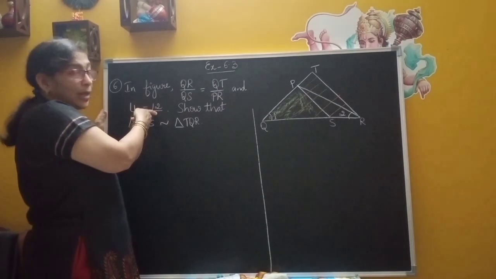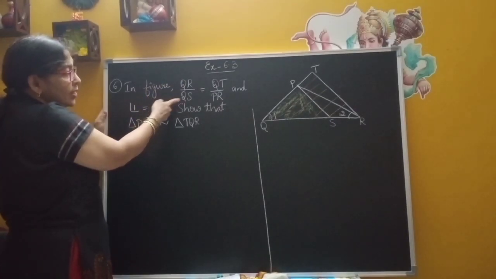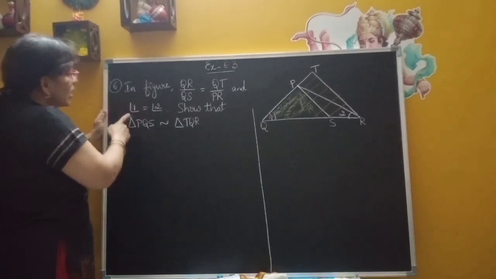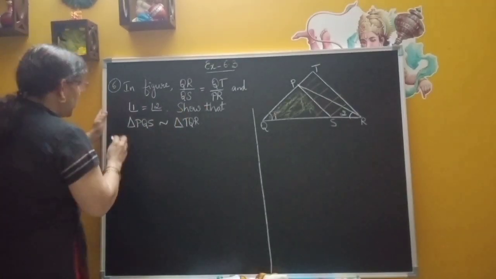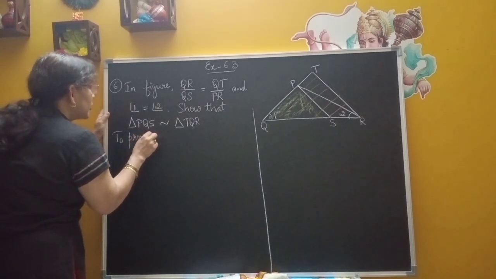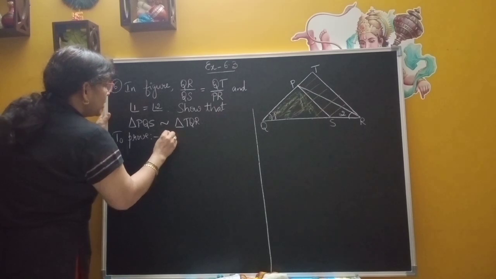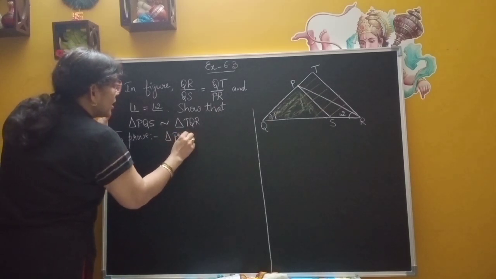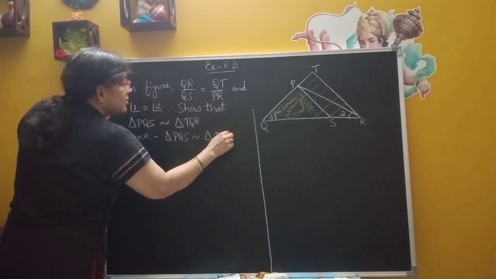So, while answering you must write the given part as QR by QS is equal to QT by PR and angle 1 is equal to angle 2. And what is to be proved? That is, show that, they have given; that is to be proved. That is triangle PQS is similar to triangle TQR. This has to be proved.